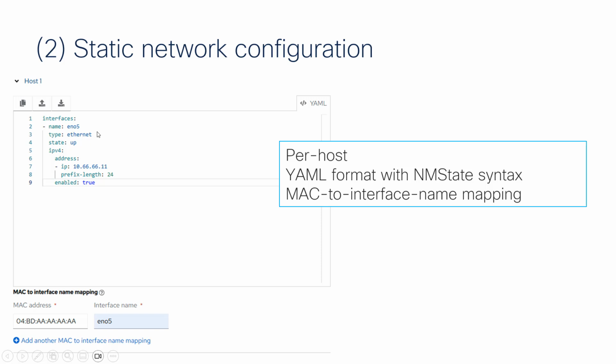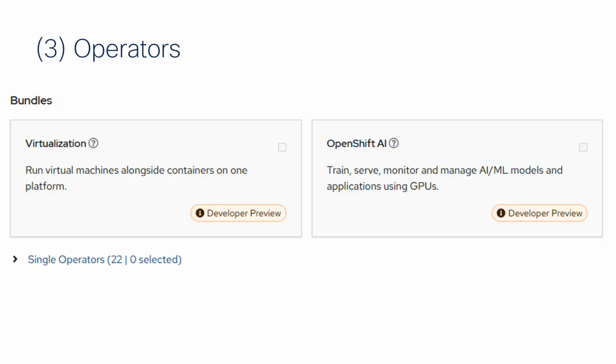So I will select, here I have only one interface, but I could also have a pair of interfaces in bonded mode, maybe with some VLAN trunk, VLAN ID over those interfaces. I need to also define the MAC to interface mapping once I define the NMState YAML syntax. And I have to do that for every host, for every node in the cluster. In this step, I can select operators that will be installed once the cluster is fully operational.